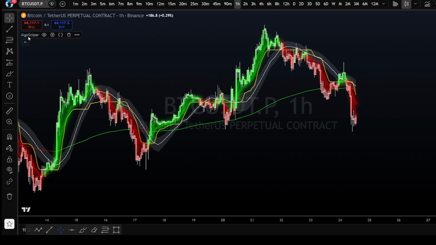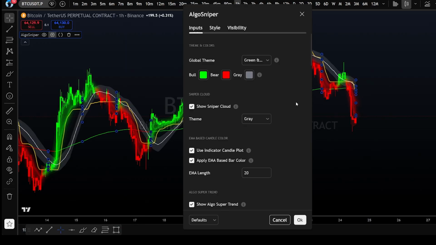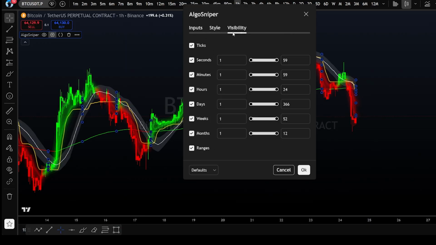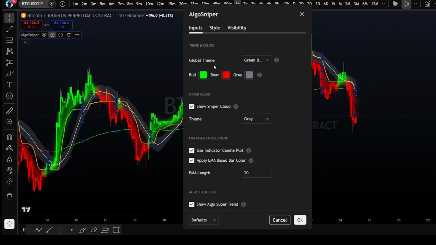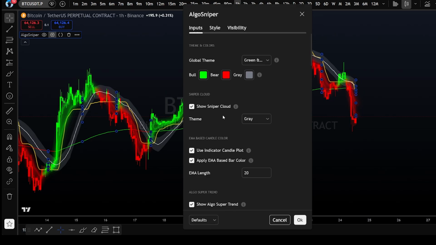The way to get to the settings: in the top left corner, under whatever you are charting, this for instance is Bitcoin, you're going to see AlgoSniper. Come to the settings where you see AlgoSniper here and click settings. After you click settings, you're going to see inputs, style, and visibility. Visibility you won't touch, but style and inputs are the way you can customize your use of the indicator.